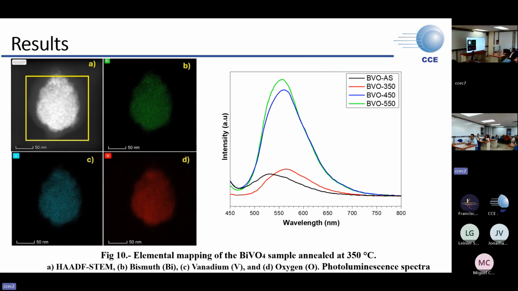Another way to prove that we have the ternary phase of the material, we perform elemental mapping of the material. As you can see, the elements are well distributed around all the compound. So we don't have focus only in one region bismuth and another region vanadium. We have all homogeneous elements.